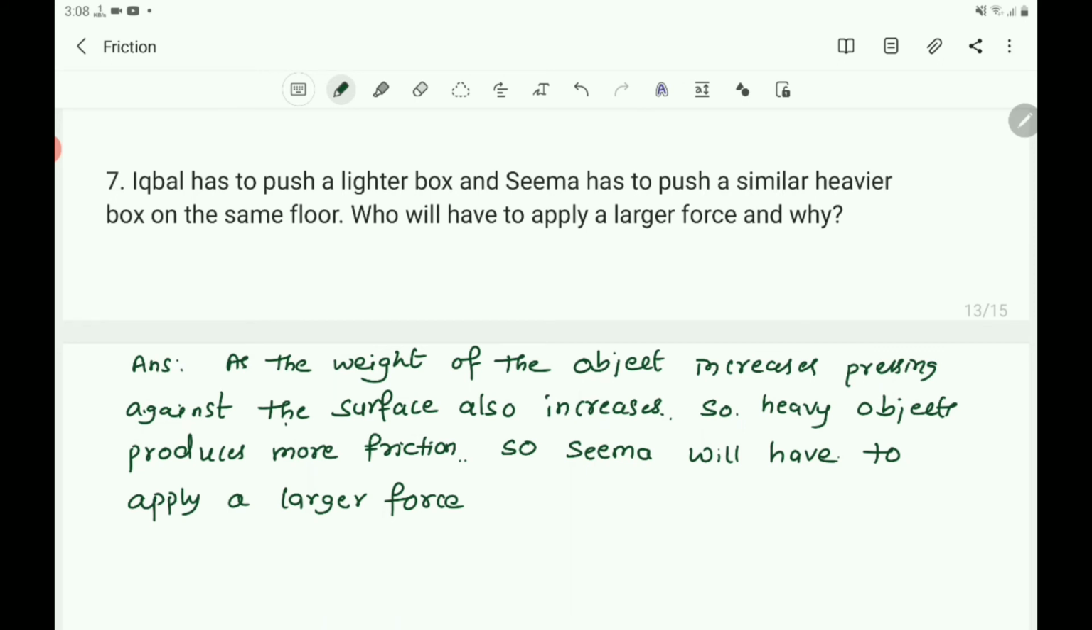Here the answer is Seema will have to apply a larger force. Why? Means as the weight of the object increases, pressure against the surface also increases. So heavy object produces more friction. So Seema will have to apply a large force. That is the answer.